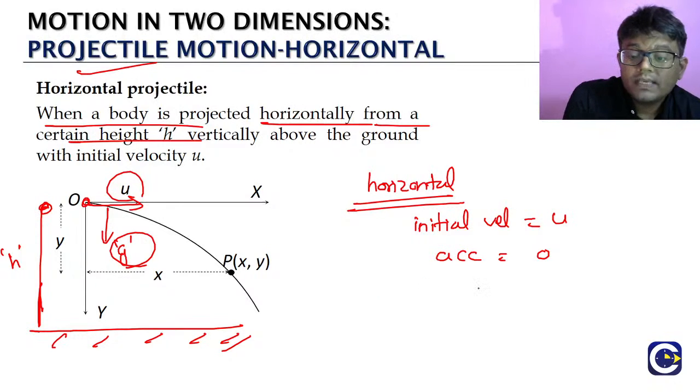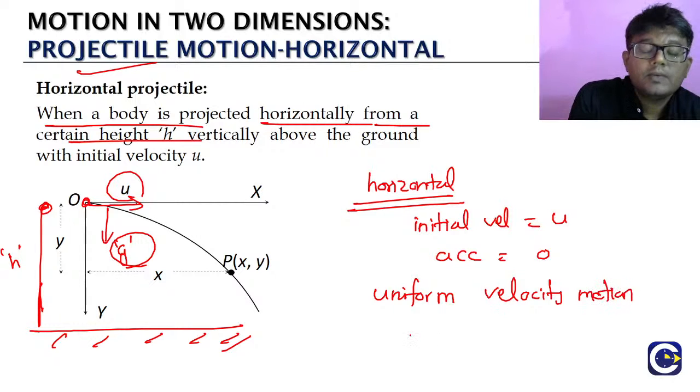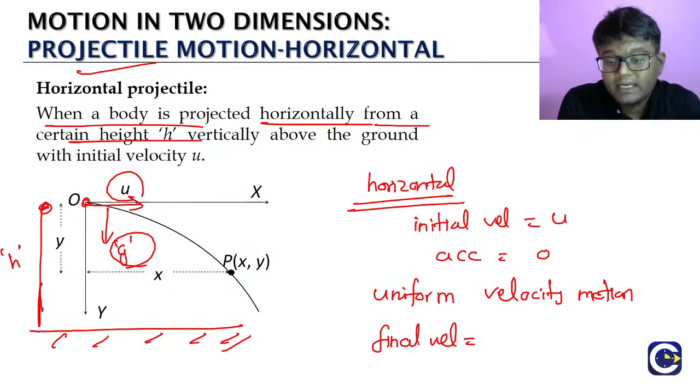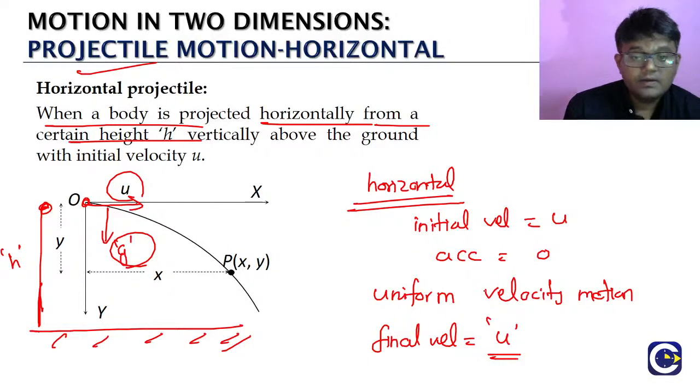Which means in the horizontal direction this is going to have what kind of motion? Uniform velocity motion. Which means what? I am talking only about the horizontal side: at any time, the final velocity is going to be the same as the initial velocity, meaning the velocity will not be changing.